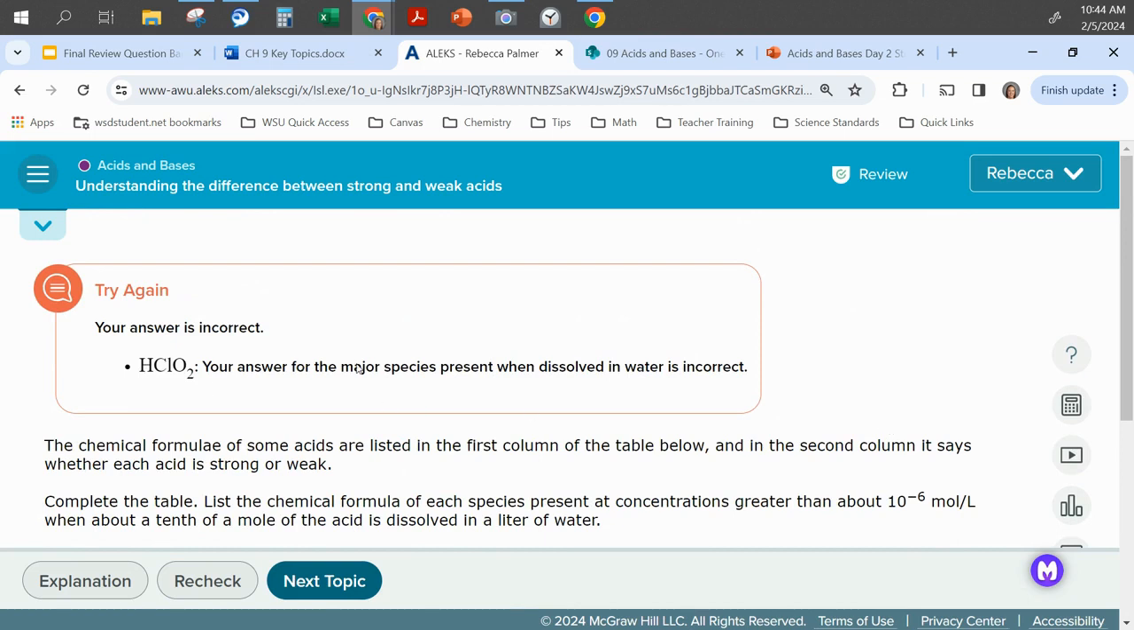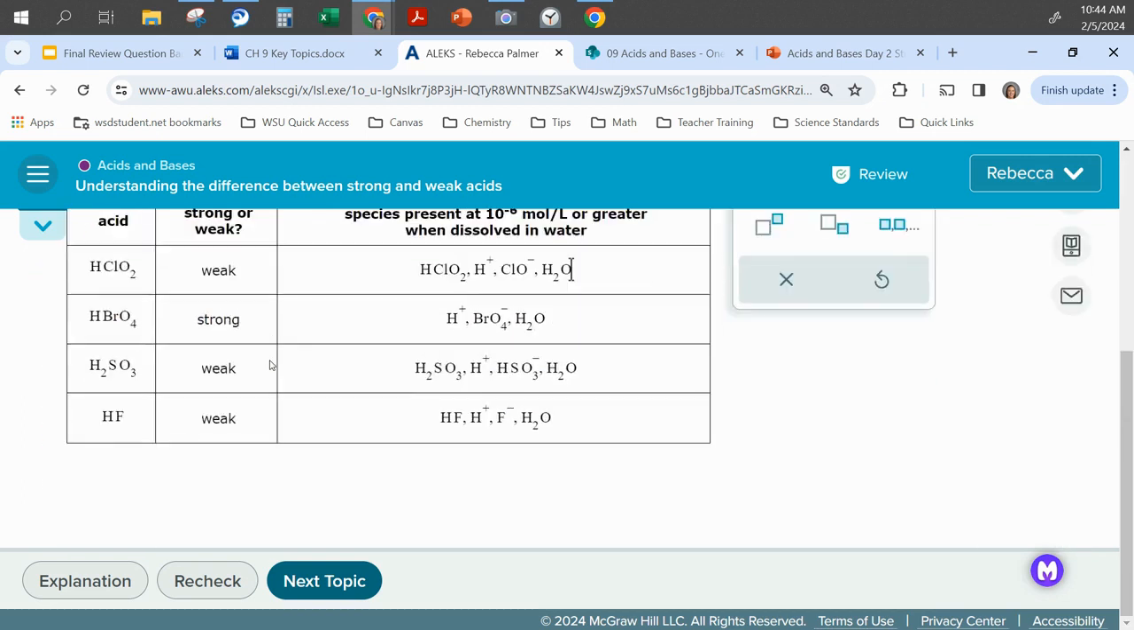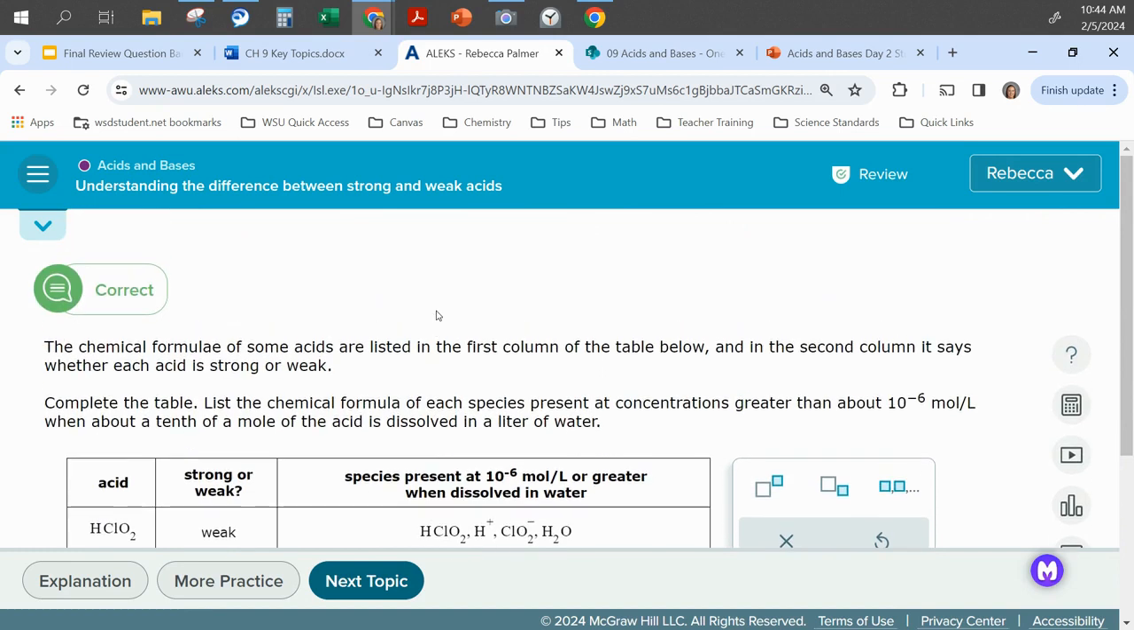Oh no. Your answer for the major species in water is HClO2. Oh, I forgot the 2 O's. There's 2 oxygens. Okay, so be really careful. I've already messed up twice today, so just double check.